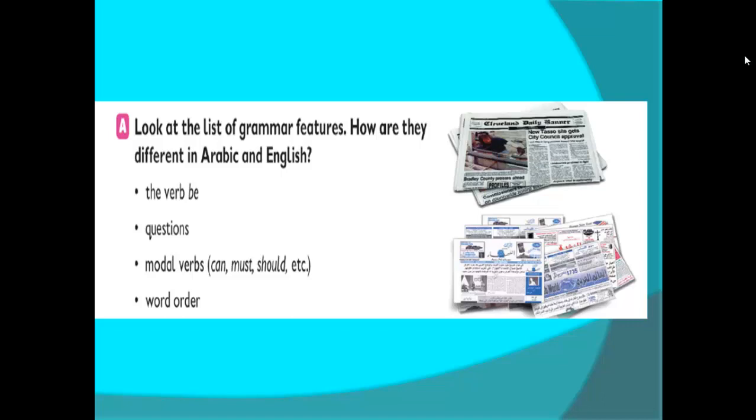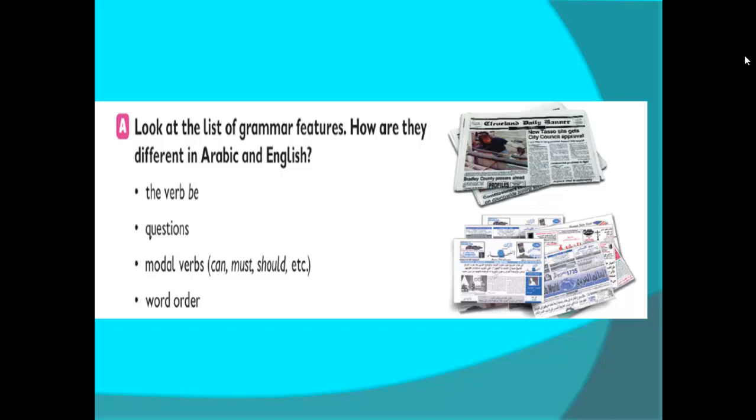Here we want to make a comparison between Arabic and English, but the topics or the features we wanted to compare between are the verb to be, questions, modal verbs, can, must, should, and so on, and word order. So let's begin with the first one, the verb to be.